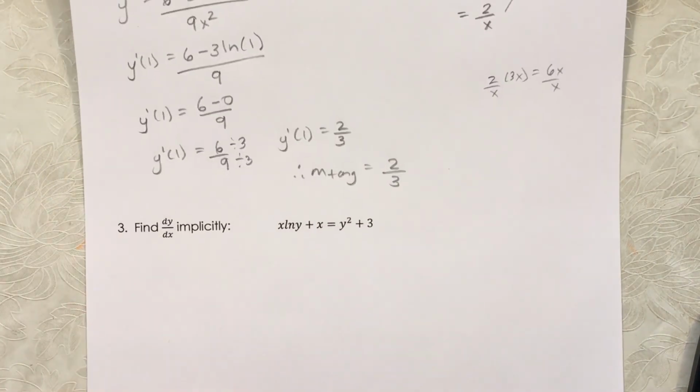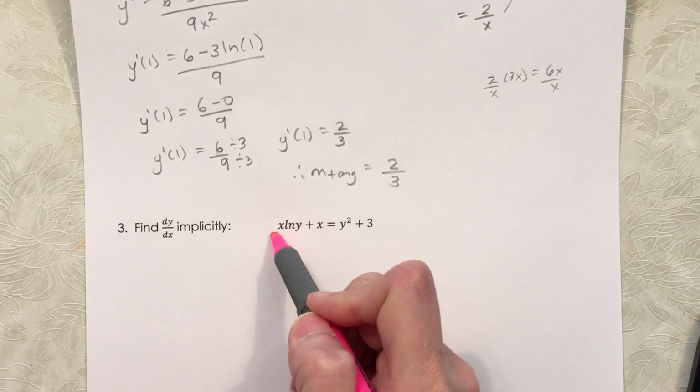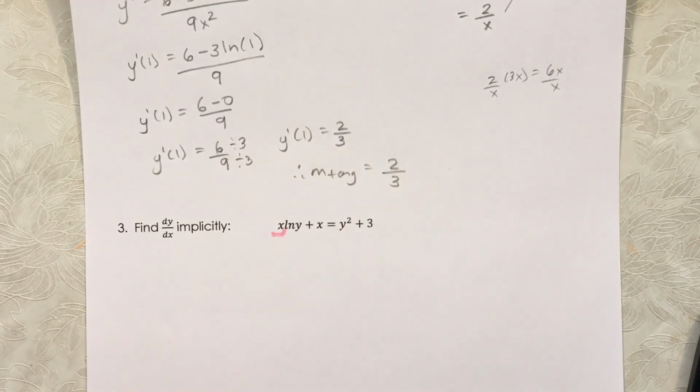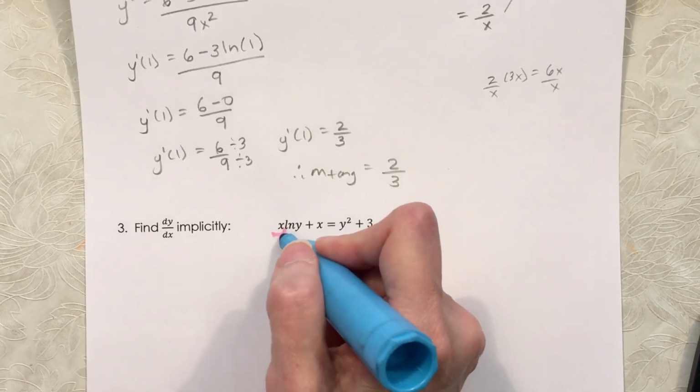All right, now we're going to apply it to implicit differentiation. So we've got find dy by dx, so find the slope of the tangent implicitly. And our function is x ln y, so we've got x's and y's mixed together, and that's our indication that it's an implicit differentiation question, plus x equals y squared plus 3. So we have to recognize that we have a product rule here. We have x times the ln of y.